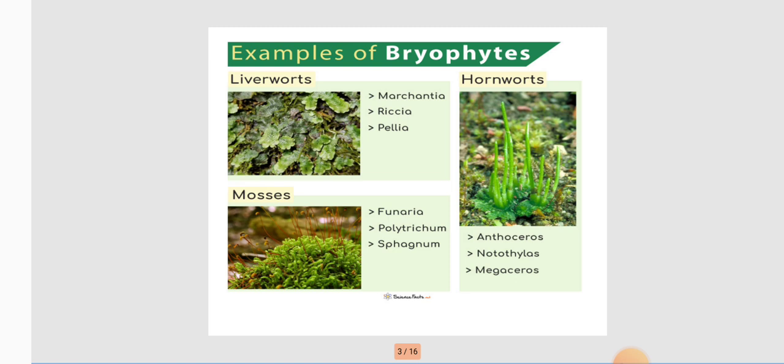Now we are going to discuss bryophytes. In bryophytes, there are three major divisions: liverworts, hornworts, and mosses. Commonly, the bryophytes are non-vascular plants. First of all, liverworts. Examples of liverworts are Marchantia, Riccia, and Pellia. Hornworts: Anthoceros, Notothylas, Megaceros. And then mosses: Funaria, Polytrichum, and Sphagnum.